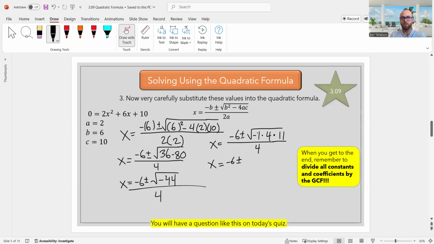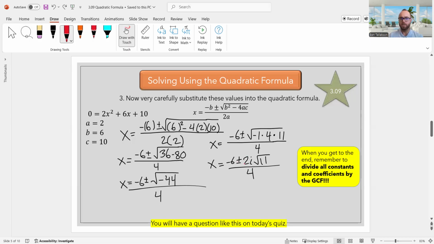Okay, what else? Let's see. So square root of negative, sorry, let's start with the 4. Square root of 4 is 2. Square root of negative 1 is i. And then we have square root of 11 trapped forever. Okay, we're close. And one of the most common mistakes is people get to this point and they go, I'm done. But it's not fully simplified unless all of the constants and coefficients are divided by the GCF.